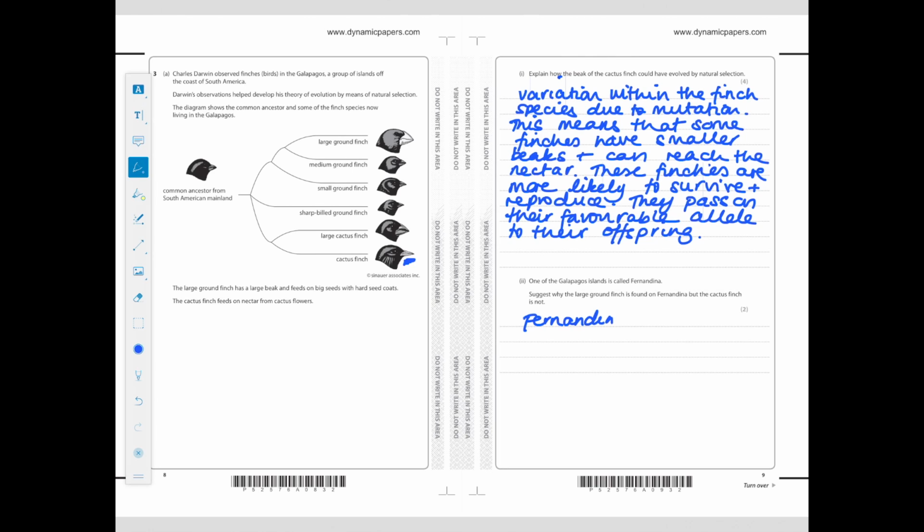So you want to say here that Fernandina lacks cacti, but has plants which produce, and let's double check, the ground finch feeds upon big seeds with hard seed coats, which produce big seeds. So it's a difference in the food supply, really.